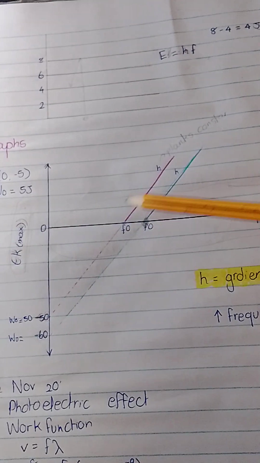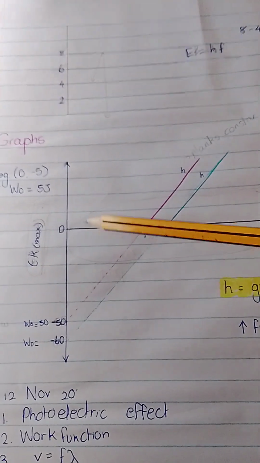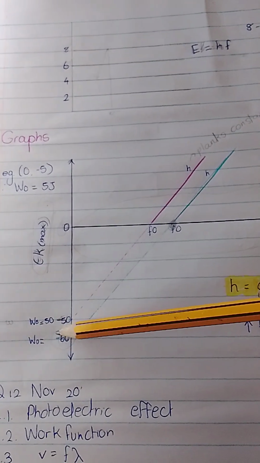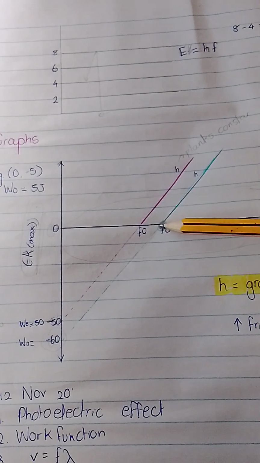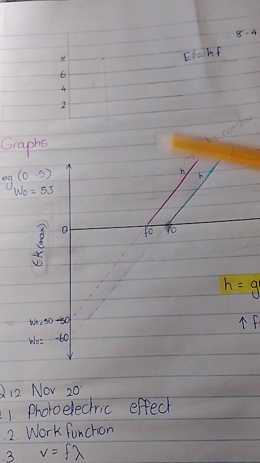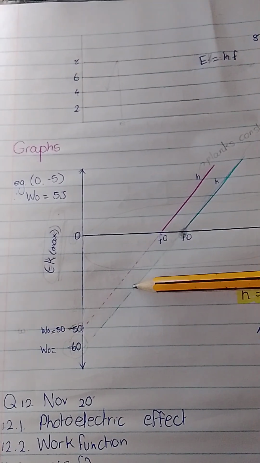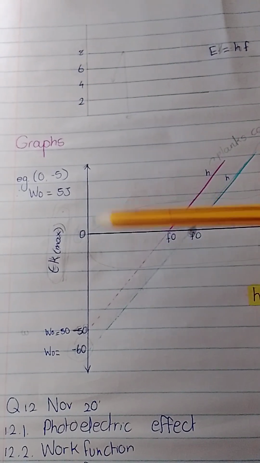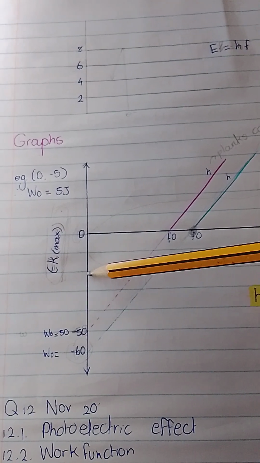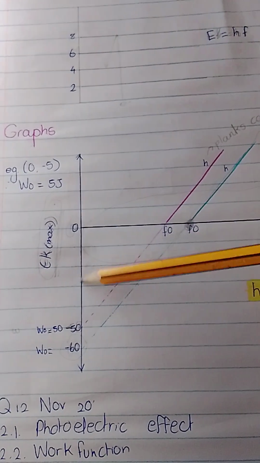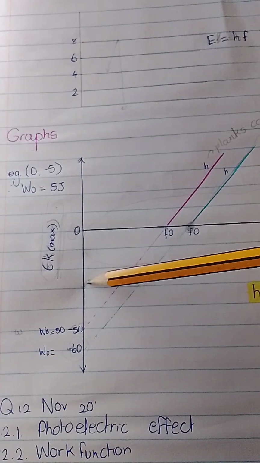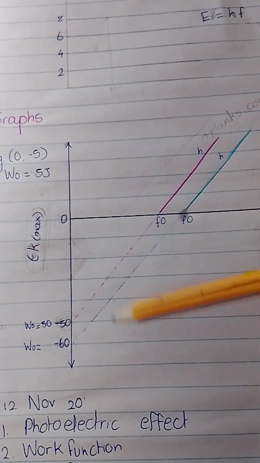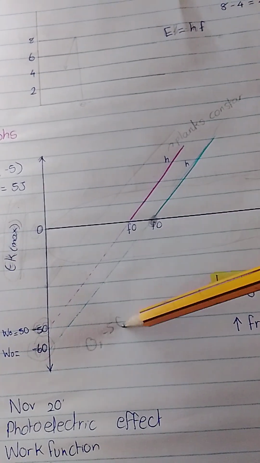After that, when you have the threshold frequency, the EK max is 0. So over here you're going to write down your work function. Over here it's the threshold frequency. Whenever some of the questions ask what's the work function, wherever it starts on this side, that's the work function, and you're going to write it out as 50 joules because the point is 0 comma minus 50.